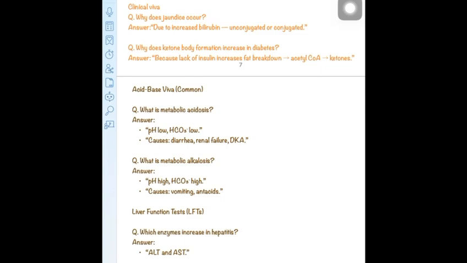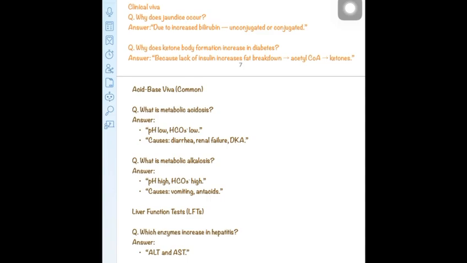What are protein folding disorders? What are the chaperones? What is metabolic acidosis, and what are the common signs? In metabolic alkalosis, what are its common signs? Then if metabolic alkalosis is asked, what are the top points you could say: pH is high, HCO3 is high, it can be caused due to vomiting and antacids.